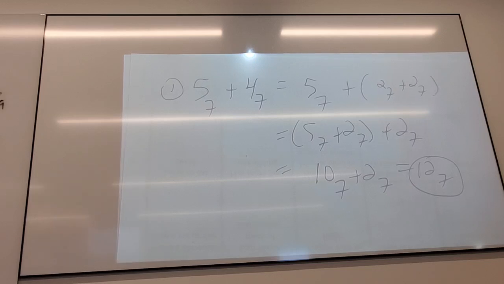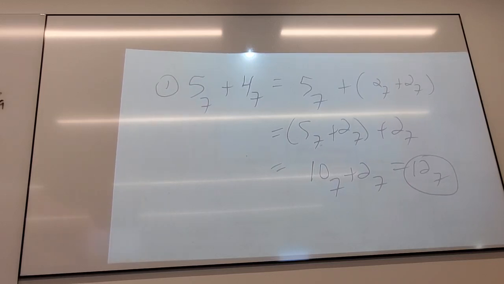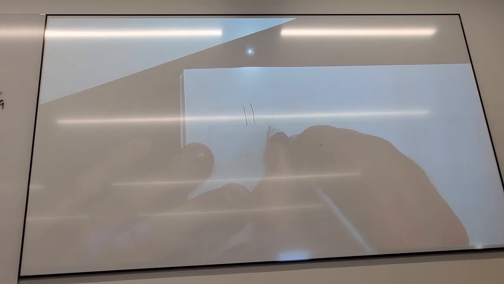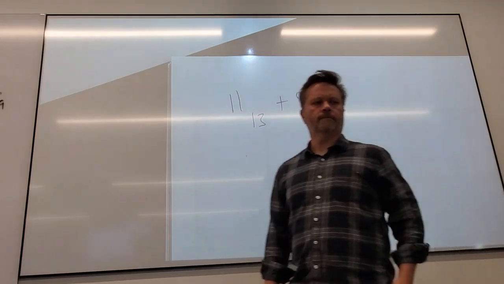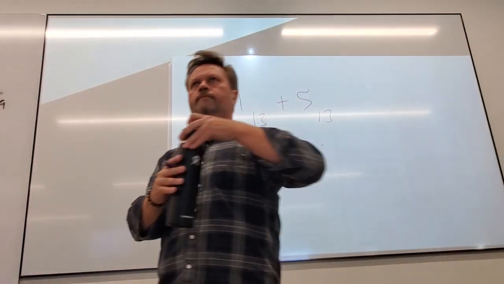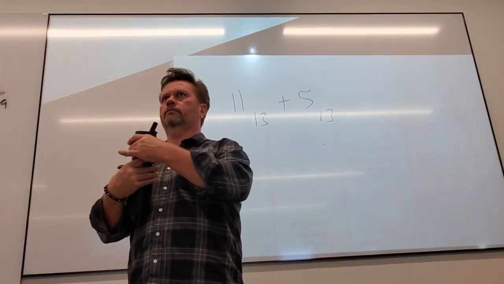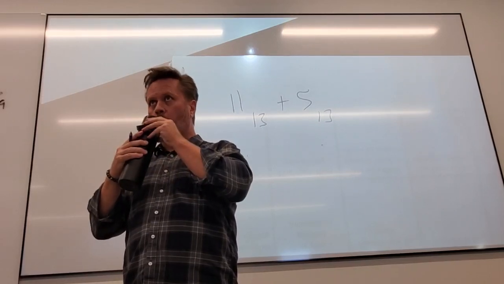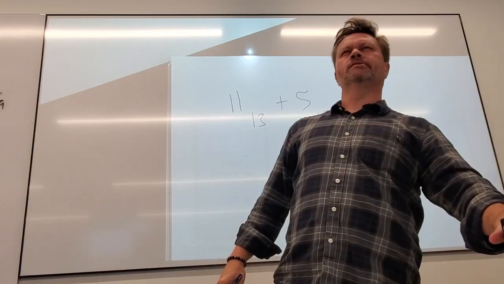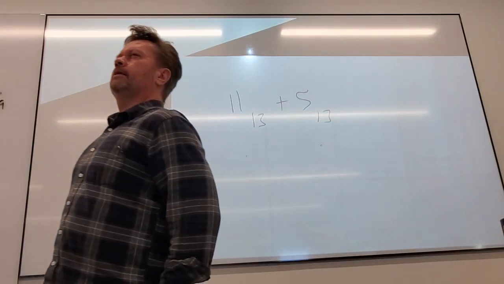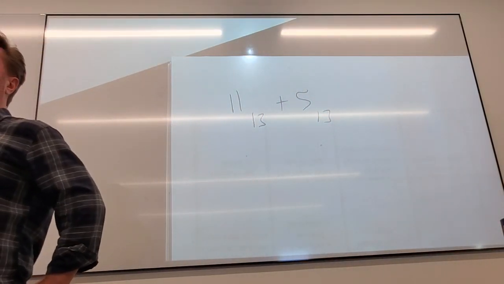Okay, you all really like that. Okay, so what about this here? Yeah, Jeff, another example. All right, so let's do 11 base 13 plus 5 base 13. Oh, is that a little too much? No, that'll be all right.